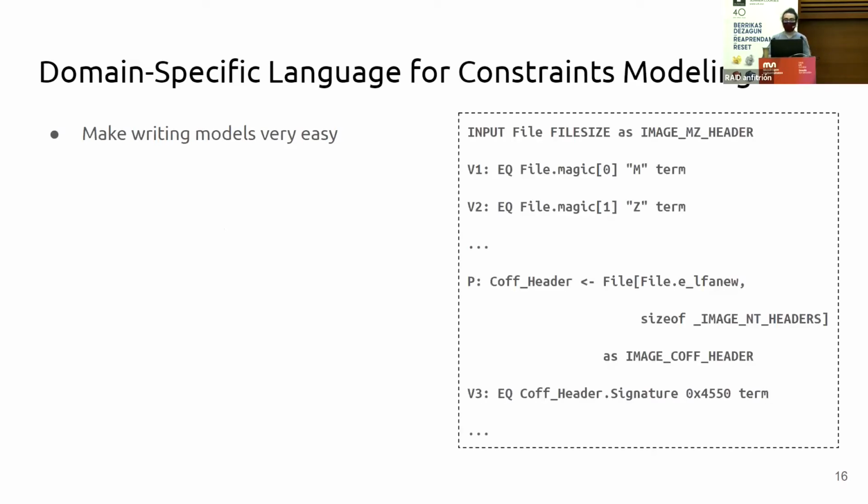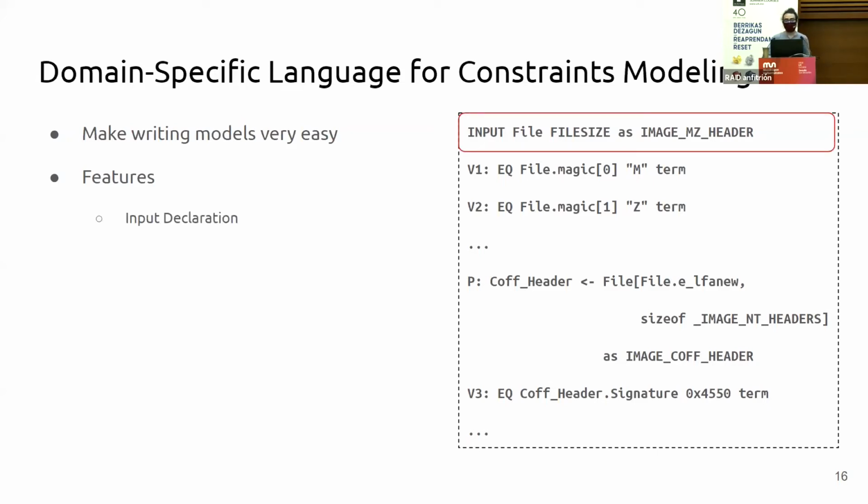On the right side of the slide, we can see a model written in our language. This is very simple. It's just a software that tries to check that the input file has the right magic numbers in the MZ and the COFF header. Let's have a look at this model line by line, checking all the types of statements in this model.